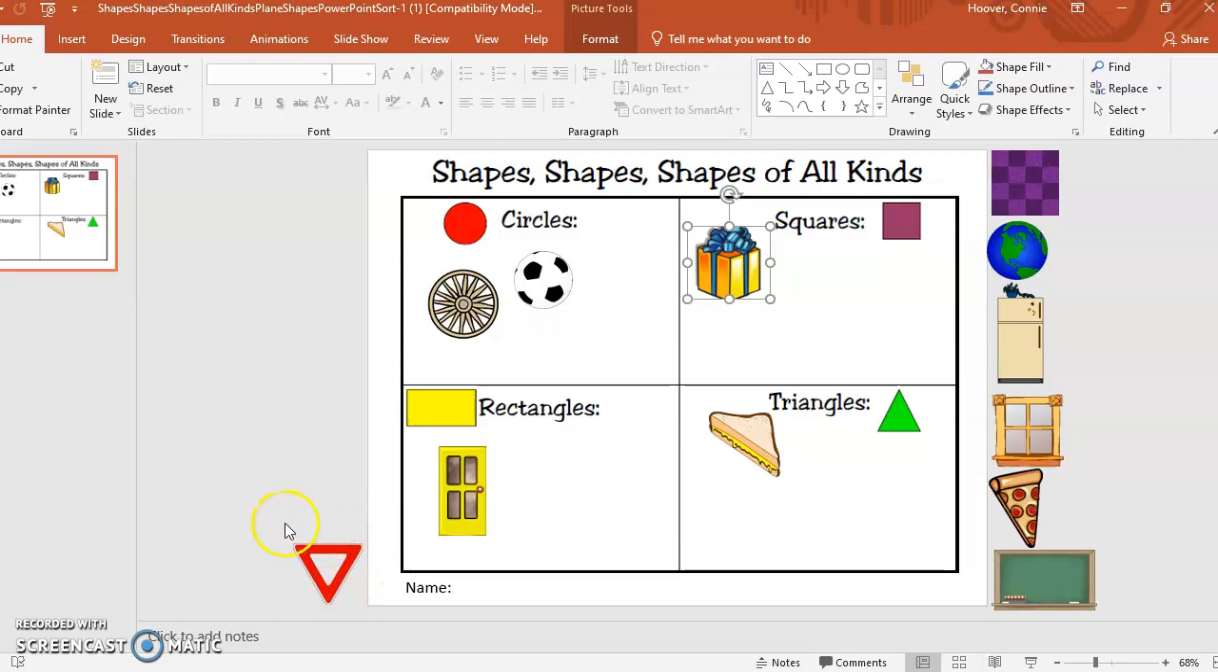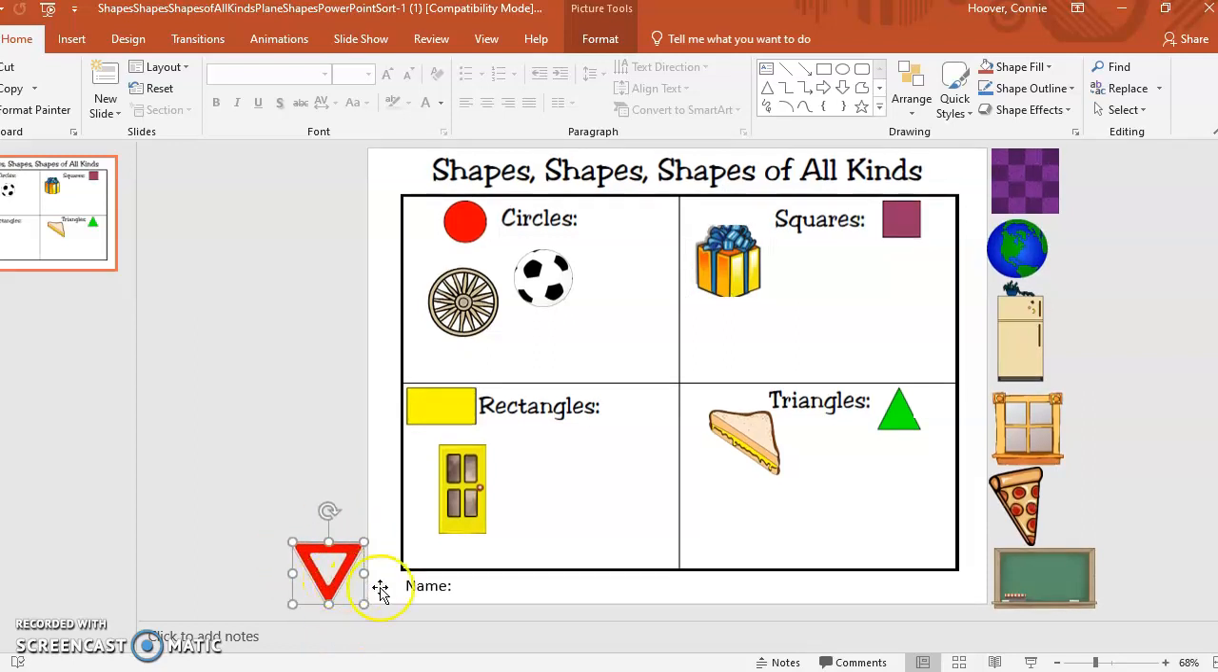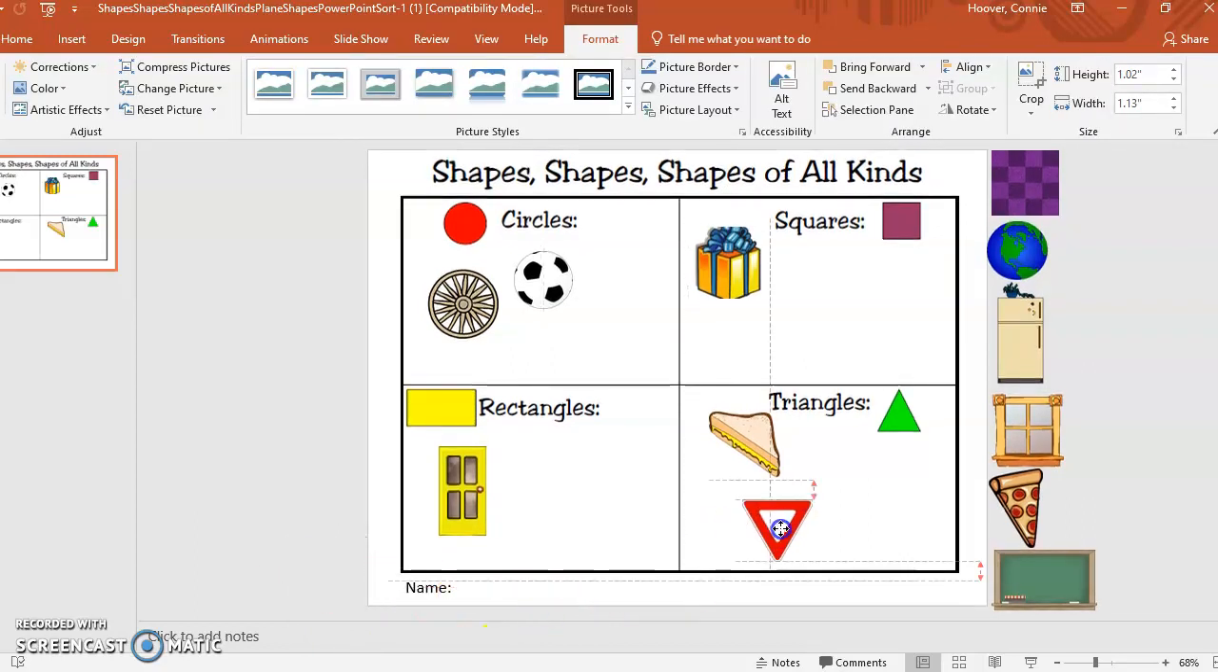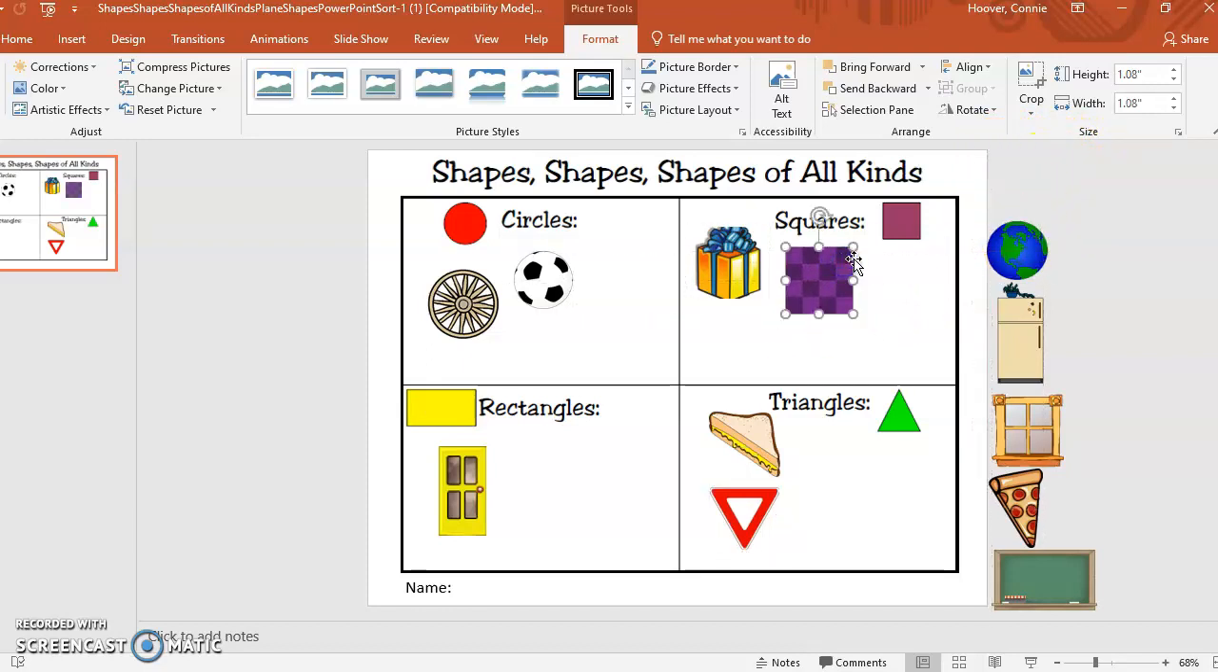This one, we see this all the time on the road. It's a yield sign, and it has 3 sides, and it's 3 corners, so it is shaped like a triangle. We're going to put it over in the triangle side. Now we're back up here. This is a checkerboard, and it has lots of little squares on it, but it is also shaped like a big square, so we're going to put it in the square. And here is a globe, but it's a flat picture of a globe. So instead of it being a sphere, we are going to look at the flat part of it, and it's shaped like a circle.